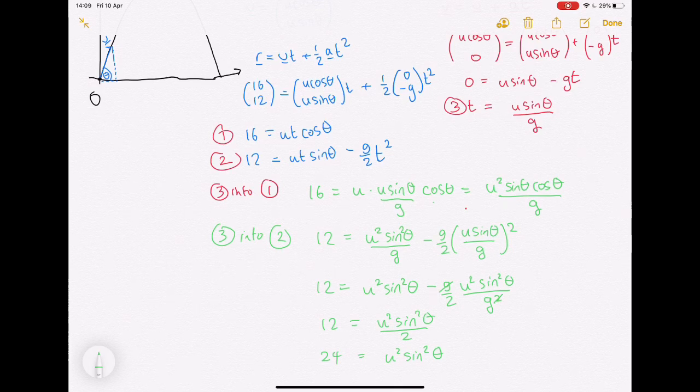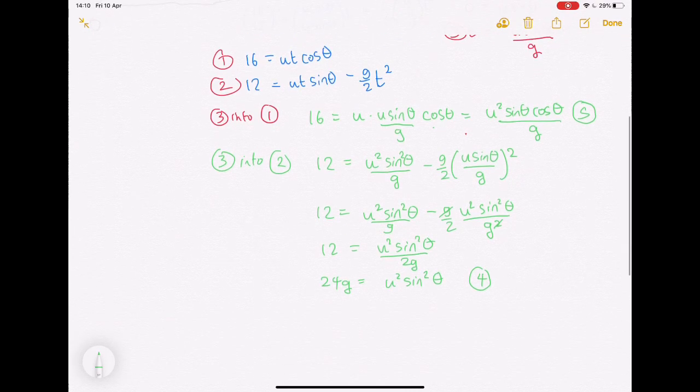So 24 equals u squared sine squared theta over g. Let's label these two equations. We are missing a g, sorry, there is a g here, so that is 24g equals u squared sine squared theta. Let's label this equation 4, and the other equation 5. What we want to do now is divide 4 by 5, and why we want to do that will become obvious when we do it.